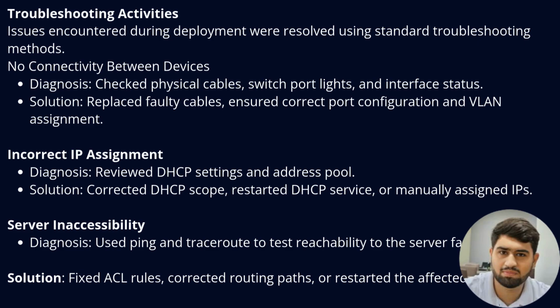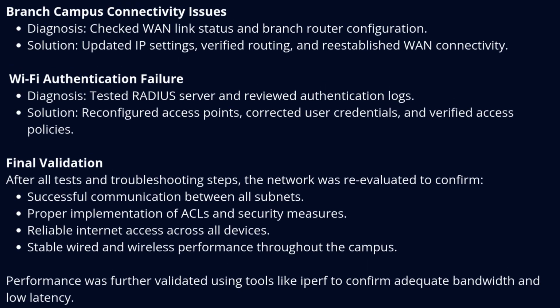Server inaccessibility. Diagnosis: use ping and traceroute to test reachability to the server farm. Solution: configure ACL rules correctly and review routing paths, as restrictions affect the services.